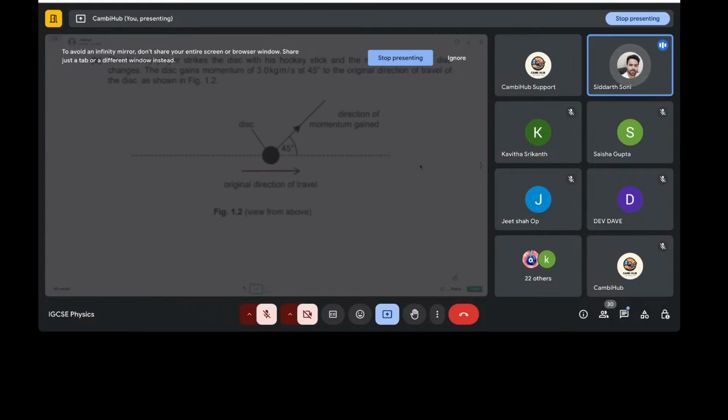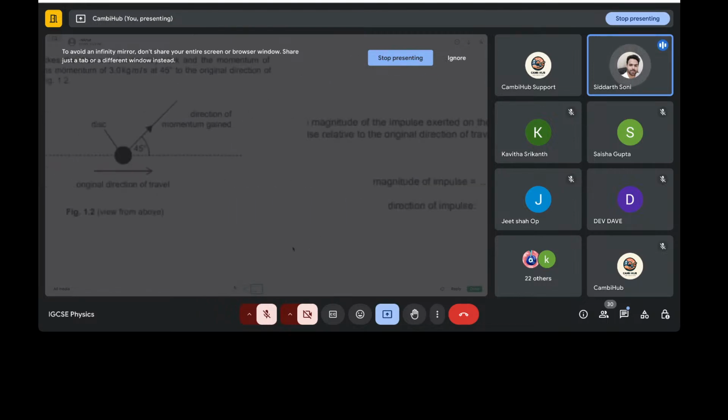So the first part, momentum is there. Again, this is out of syllabus because the angle isn't 90 degrees.